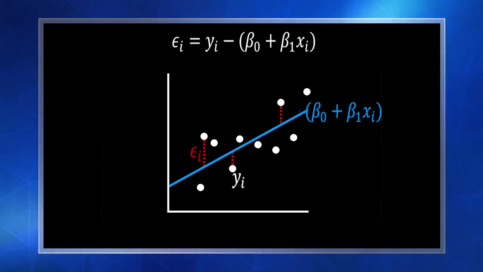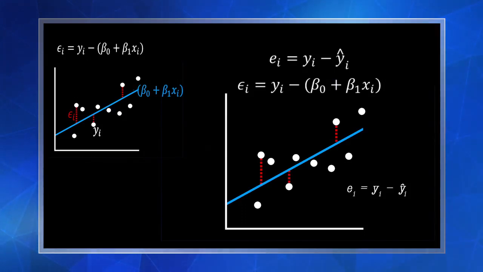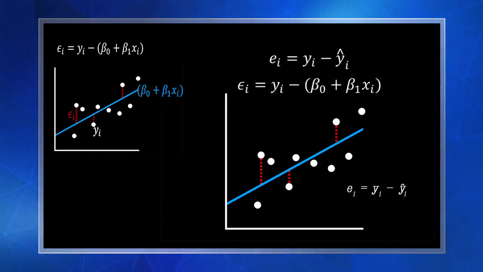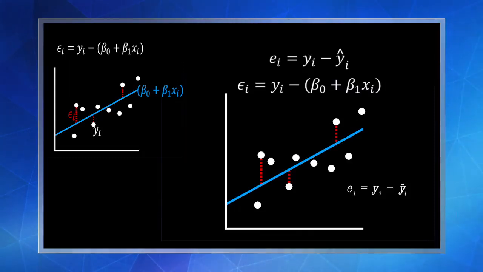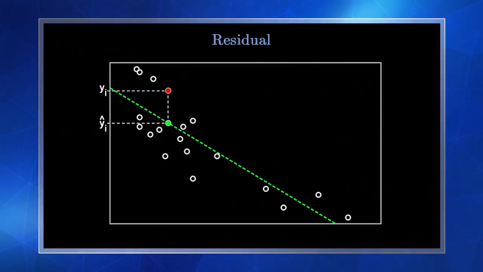So that's what our epsilons are. But now the residuals, on the other hand, they measure the difference between the observed value and the estimated regression line, Y_i hat. So Y_i minus (beta naught hat plus beta 1 hat X_i). Now here's a plot that shows what the residual is.